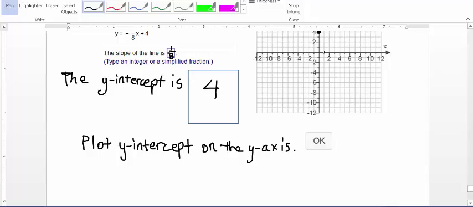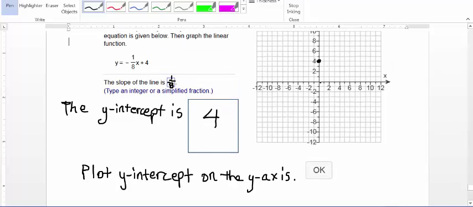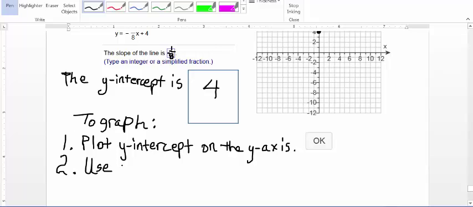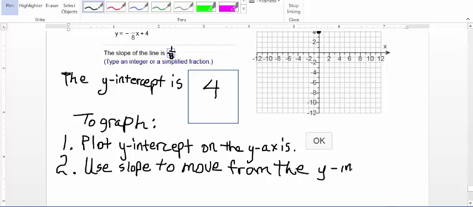So your first step in graphing is to plot the y-intercept on the y-axis. And so from the origin, you're going to move 4 units up, since your y-intercept is the positive number 4. If the y-intercept were 0, the y-intercept would be at the origin. If the y-intercept was negative, from the origin, you would move however many units indicated down. Then we're going to use the slope to move from the y-intercept to a second point on the line.